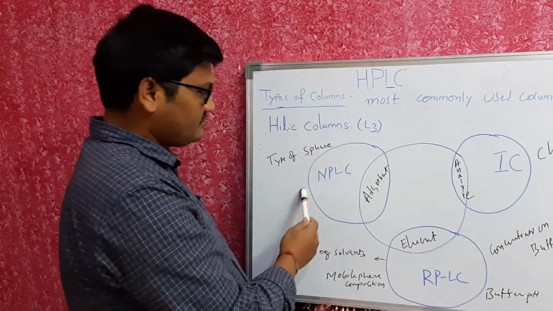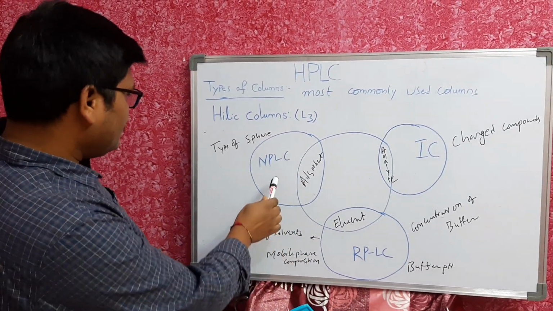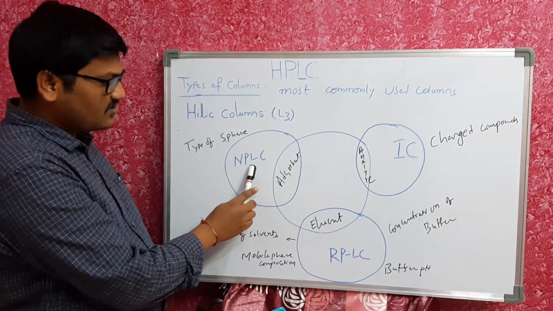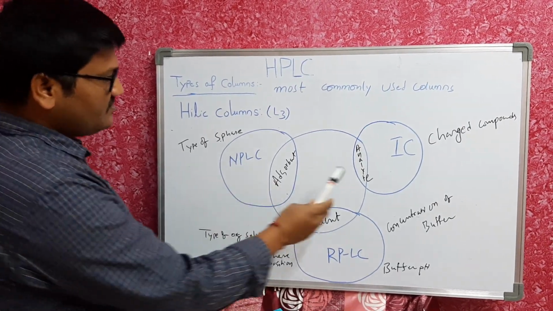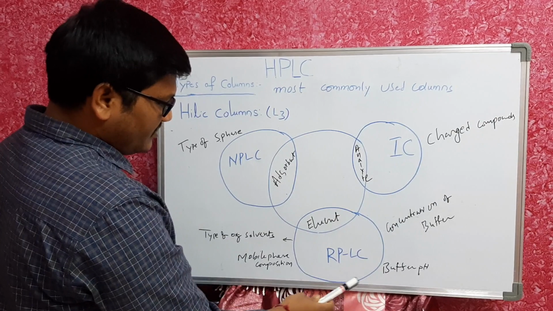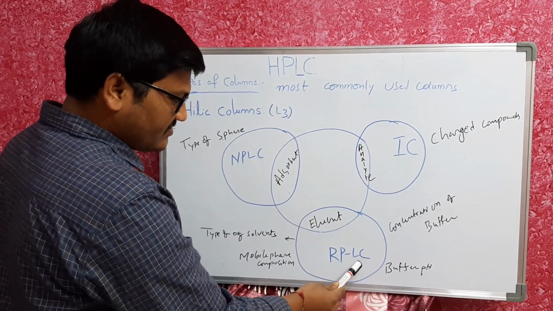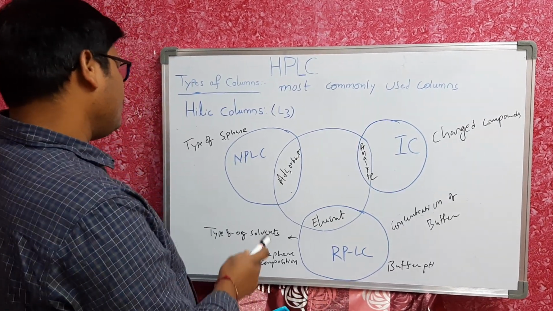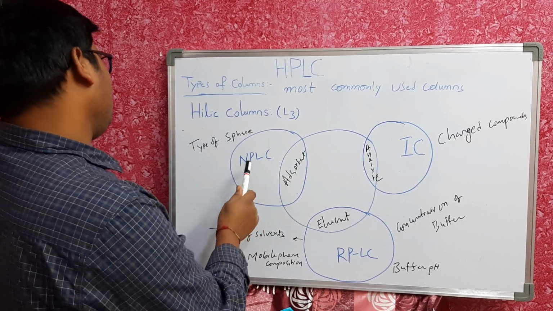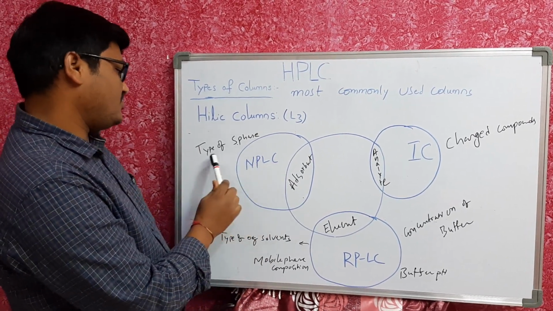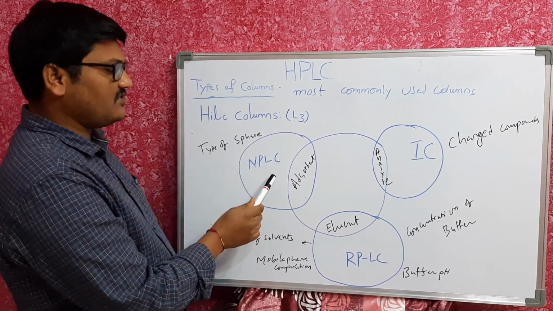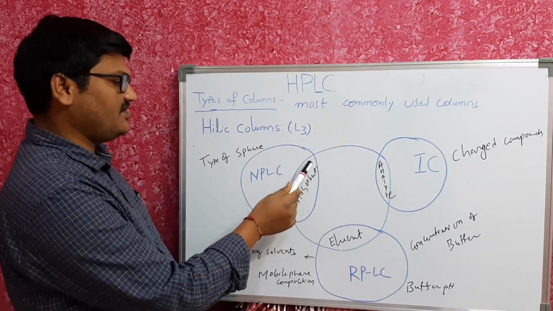Observe this diagram. This is normal phase liquid chromatography. This is ionic chromatography and this is reverse phase liquid chromatography. So in this we use a very polar stationary phase, that is adsorbent.